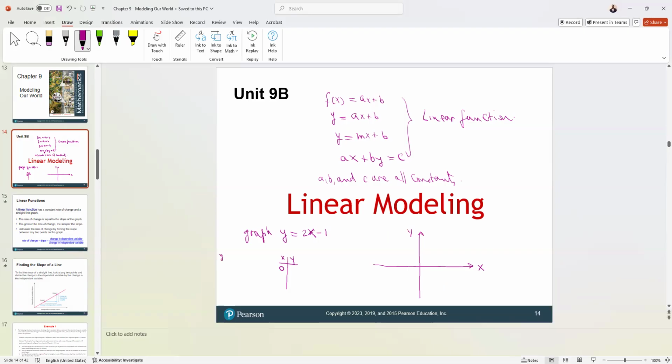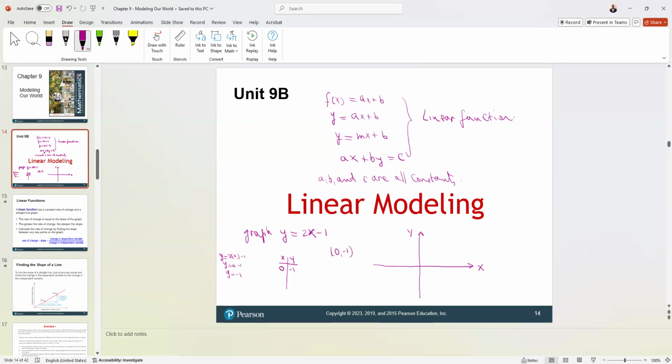If x is 0, we're going to have y = 2 times 0 minus 1. y would be 0 minus 1, so y would be negative 1. So you have the point (0, -1). Because it's a linear function, linear means it would be a straight line. All you need to graph a straight line is 2 points.